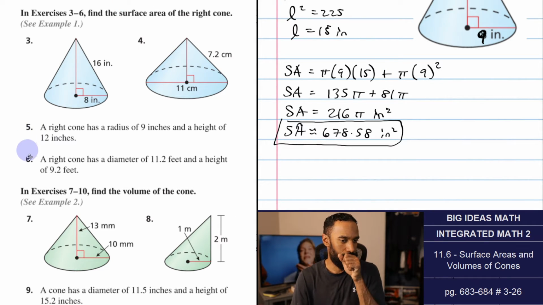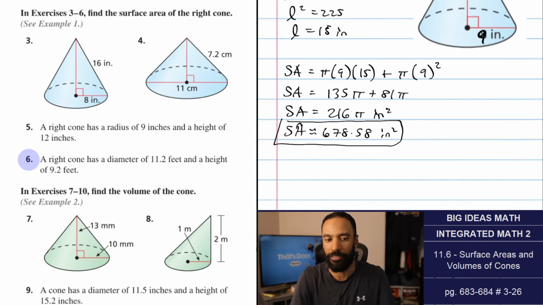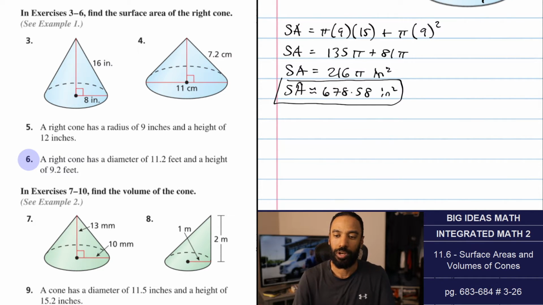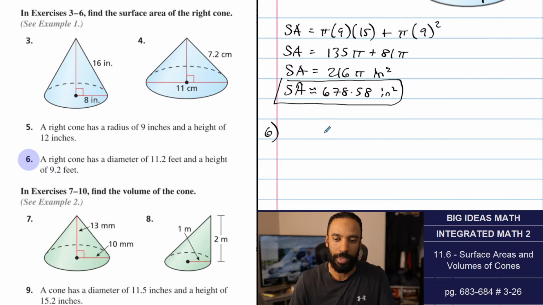Number 6, really more of the same. They have this many feet. Oh, this is a diameter, and they have height again, not slant height. So number 6, I won't draw it this time. The radius is going to be half the diameter, 11.2 over 2. That's 5.6 feet. Height is 9.2.